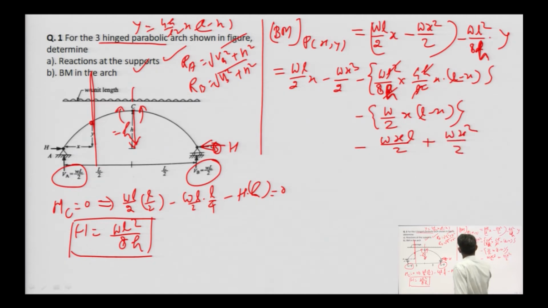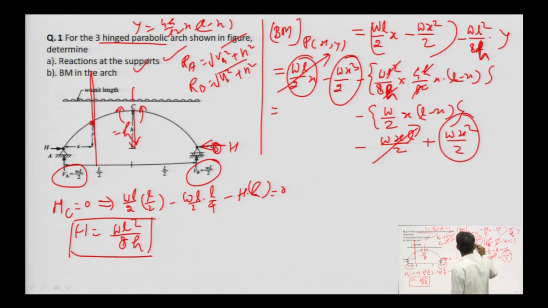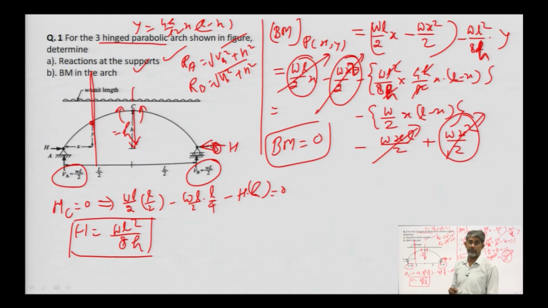And what is here? Here is WLx, so it is going to cancel out, and Wx square by 2. Not Wx cube, it is Wx square. So, this is going to cancel out. So, what is the bending moment? The value of bending moment is 0.